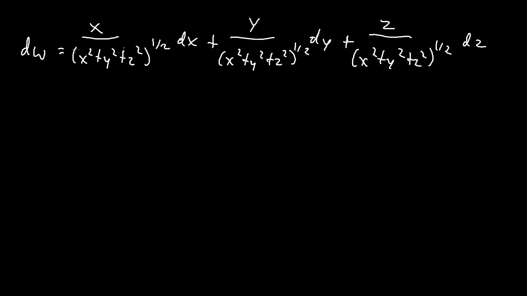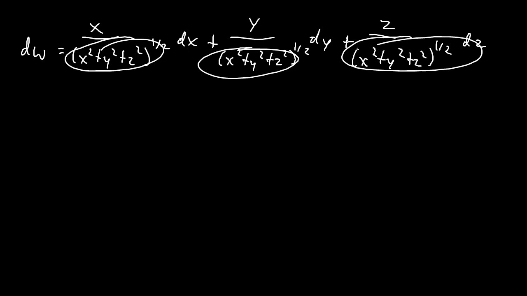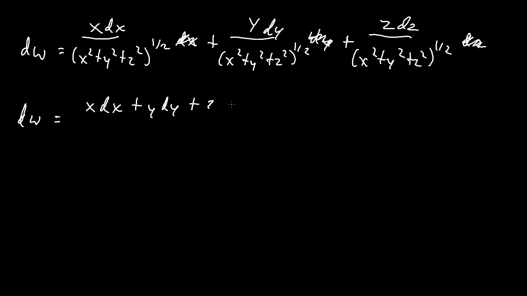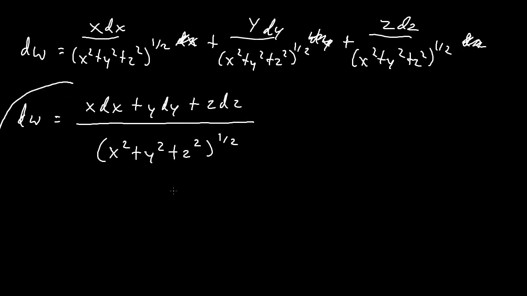Now since these all have the same common denominator, I can actually add the numerators. So I'm going to move the dx up top here and rewrite it as x dx. I can rewrite the next term as y dy, and then rewrite the last as z dz. So dw, if I add up all the fractions with the same common denominator, is going to be x dx plus y dy plus z dz, all over the same common denominator, x squared plus y squared plus z squared to the 1/2. So that is going to be the differential.